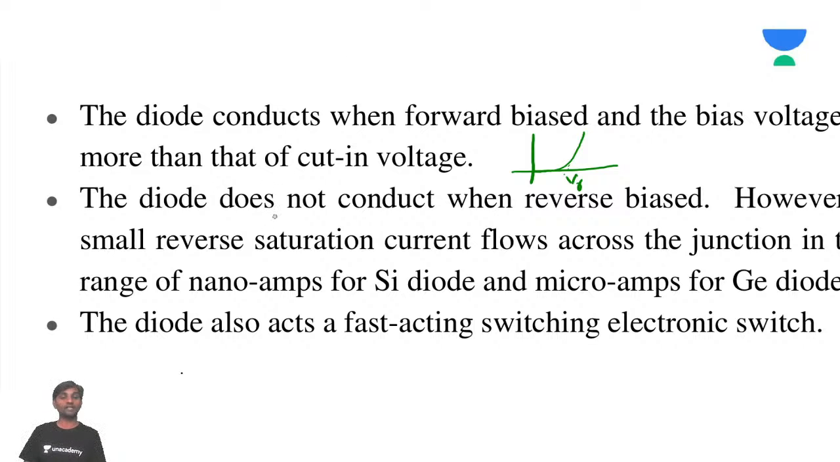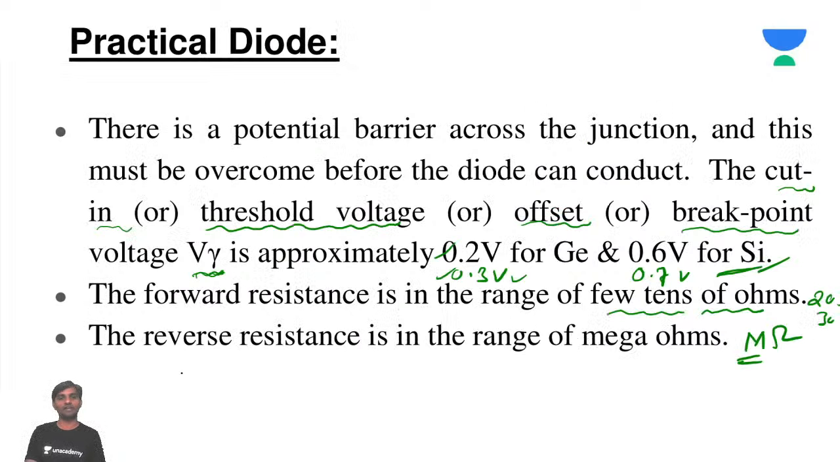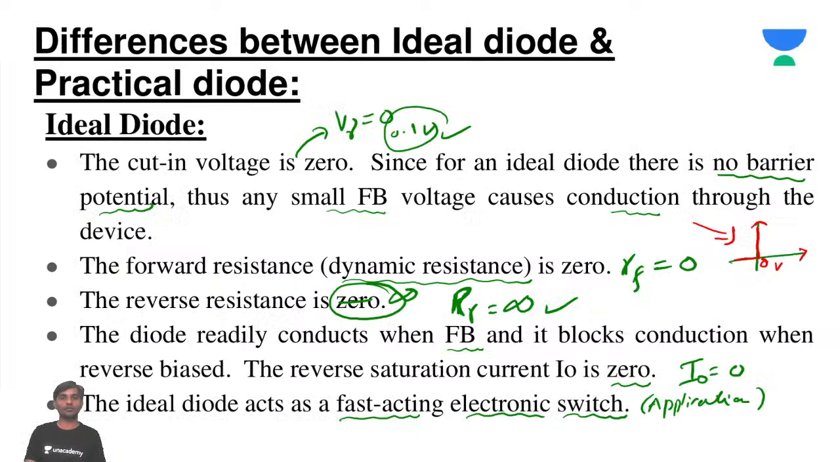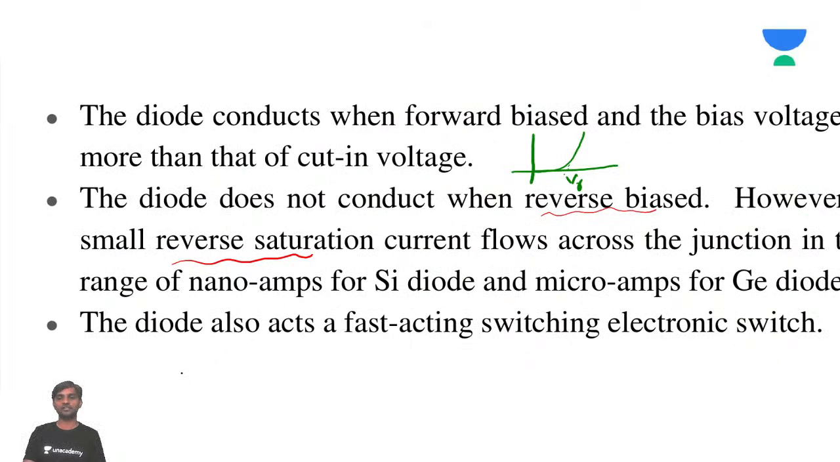The practical diode doesn't conduct when reverse biased. However, a small reverse saturation current flows. The reverse saturation current for an ideal diode was 0, we assume I naught is equal to 0, but here some I naught exists. It is in the range of microamperes for a germanium diode, and if the diode is made of silicon, it will be nanoamperes.